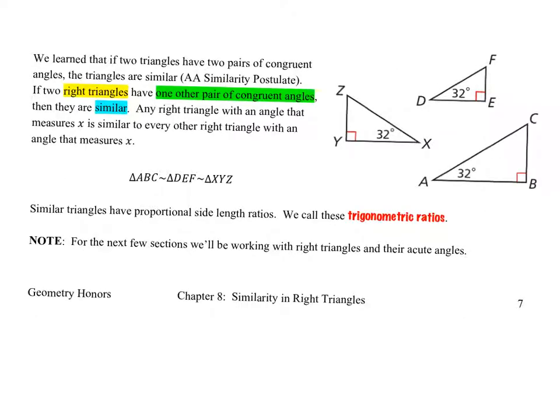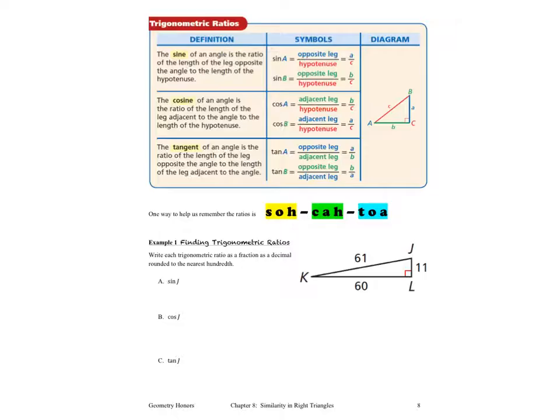Okay, reminder that similar triangles have proportional side length ratios. We would write the similarity ratio. Well, we call these trigonometric ratios. You may have seen the buttons on your calculator that say sin, cos, tan. That's sine, cosine, and tangent, which are the 3 words we're going to be talking about.